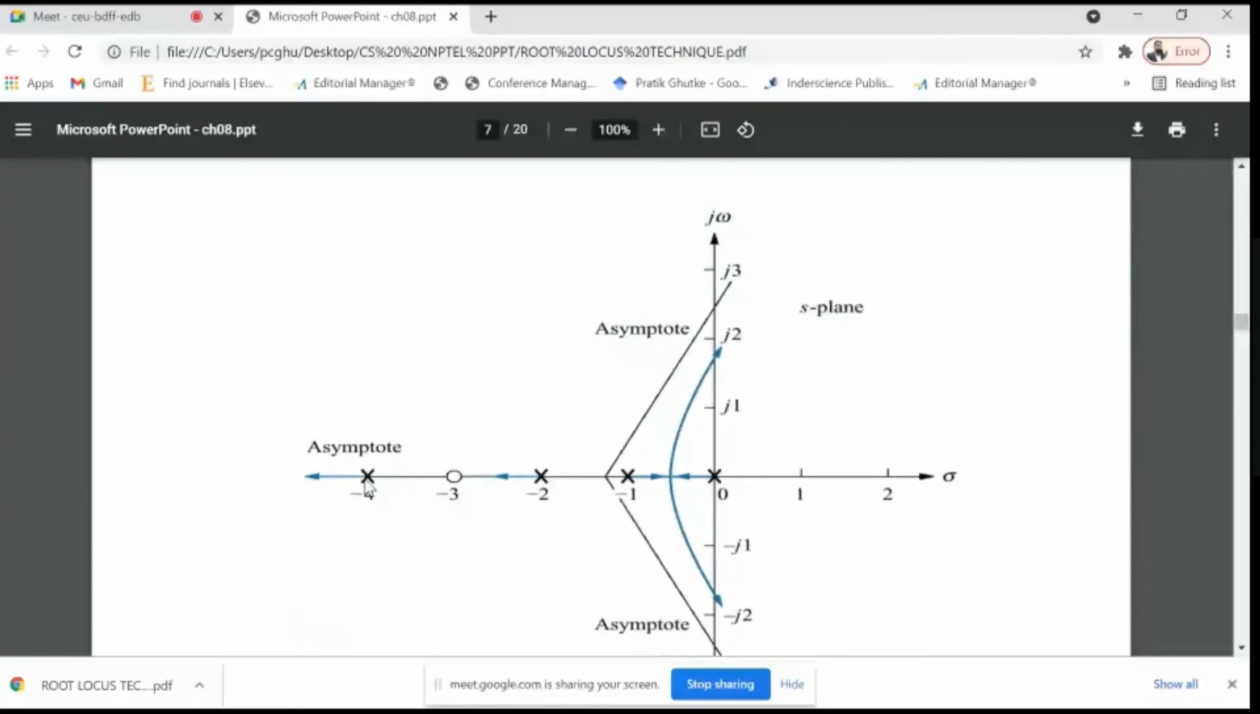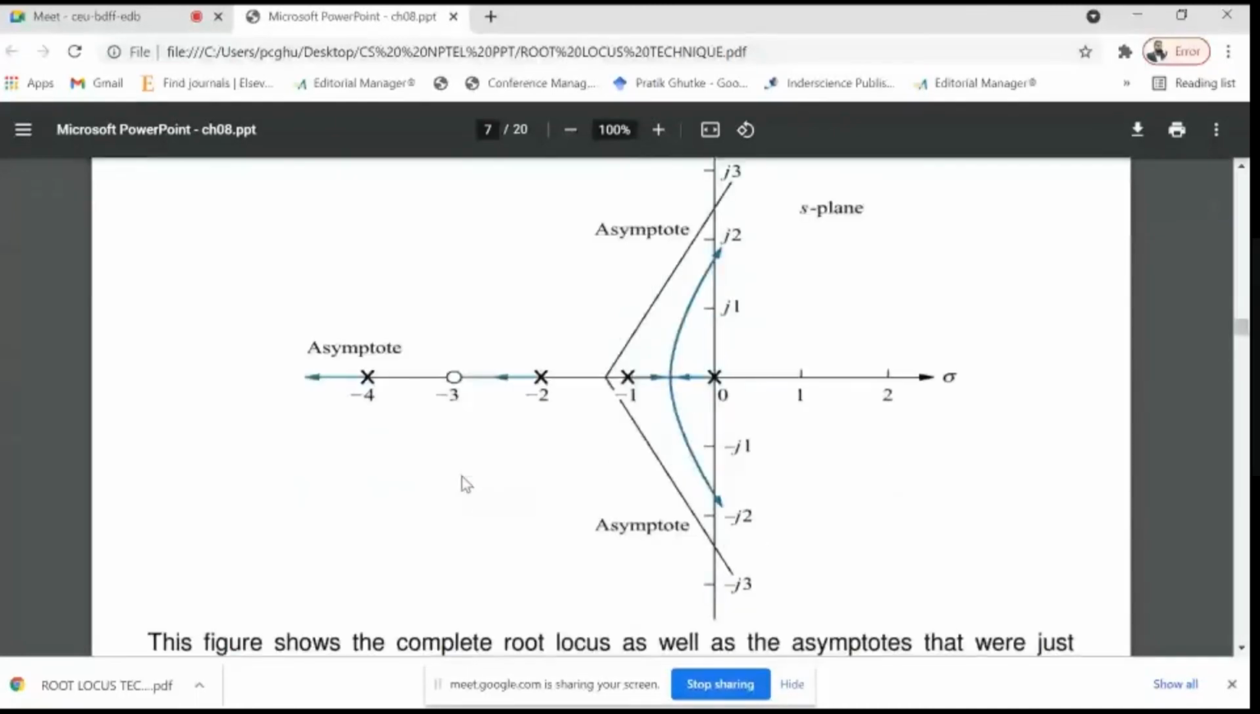Now check at -4. How many poles are on the right-hand side of -4? 1, 2 and 3. So between -4 and -2, this is your root locus region. Why? Because there is an odd number of poles: 1, 2 and 3. So the region between -2 and -4 would be root locus region.